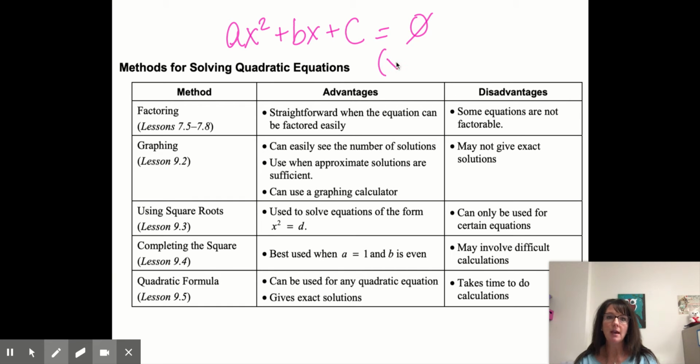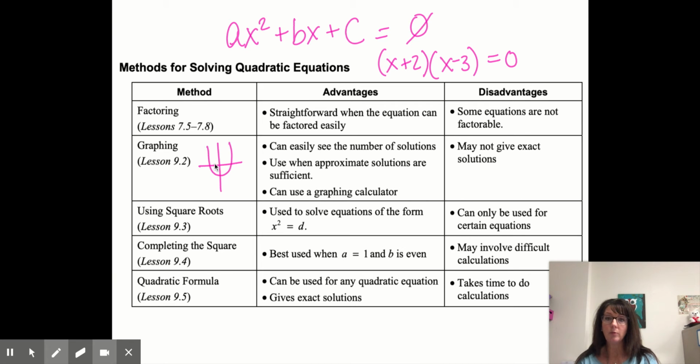Say we have x plus 2 times x minus 3 is equal to 0. Well, then we know that x is either equal to -2 or +3 because of the zero product property. So that's our factoring. The disadvantage is that some equations aren't very factorable. In lesson 9.2, we started graphing them. Actually, we started graphing in chapter 8.